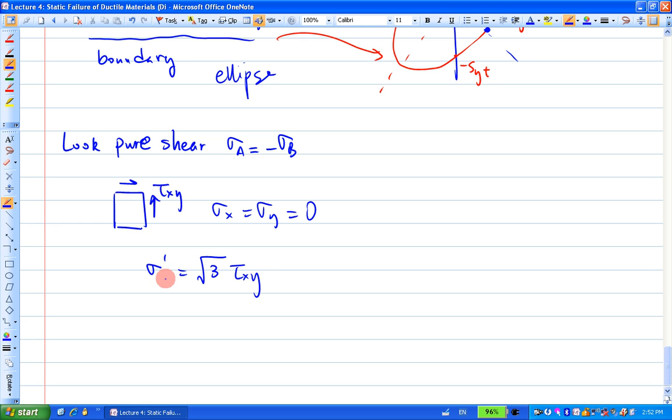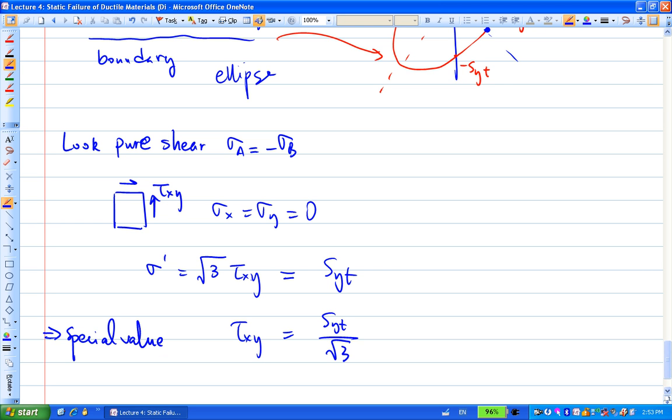And your sigma prime is compared to which one? Compared to the SYT. That's the DE theory. If this is greater than that, you have a failure. If this is less than that, you're okay. So the equal sign represents the critical point, and it gives us a special value of tau xy. And what is the special value? It's SYT over root 3.